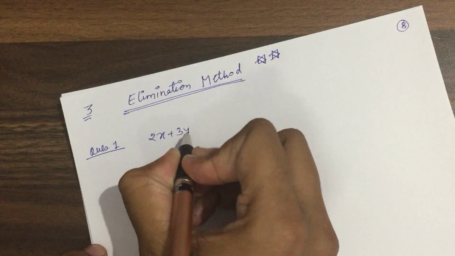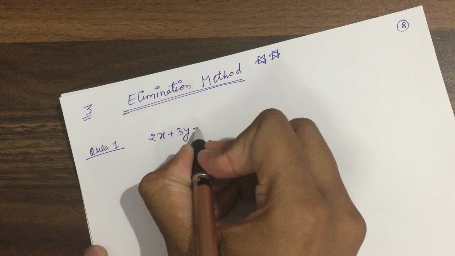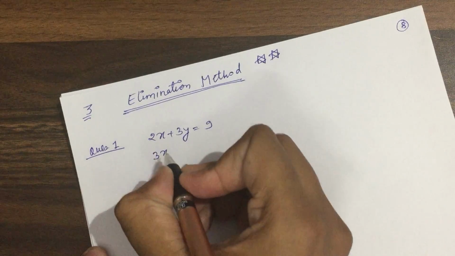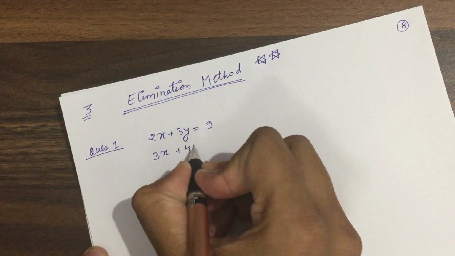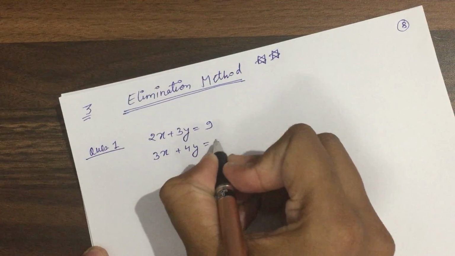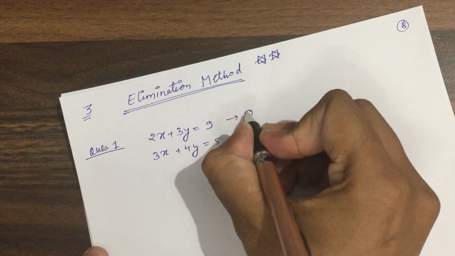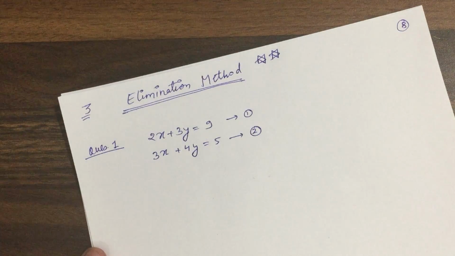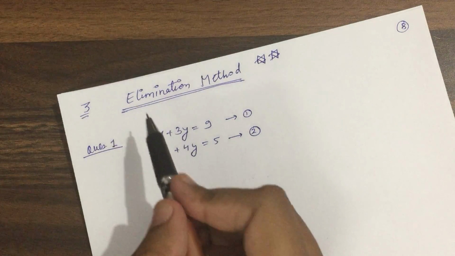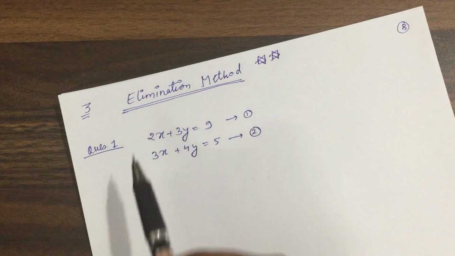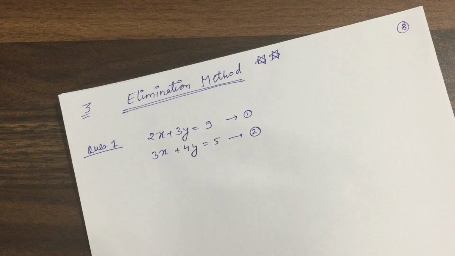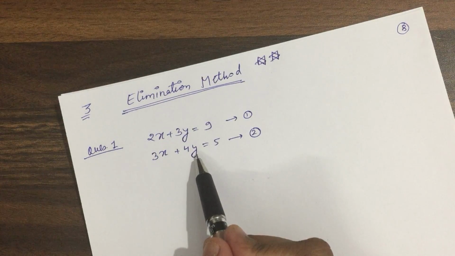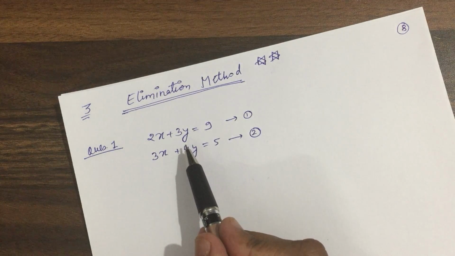2x plus 3y equal to 9 and 3x plus 4y equal to 5. Mark it as equation 1 and mark it as equation 2. Now how will we proceed in this method? As the name suggests, elimination means we have to eliminate any variable. Either it can be x variable or it can be y variable. We have to eliminate any one variable.